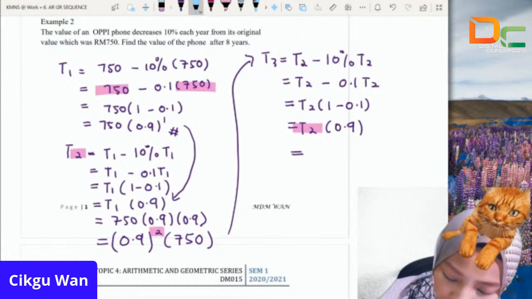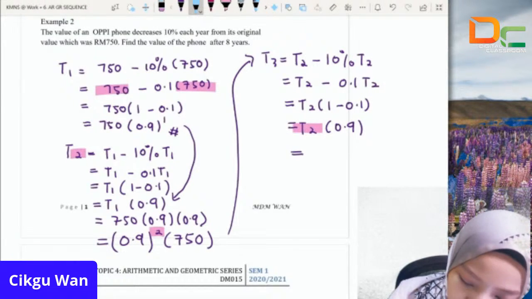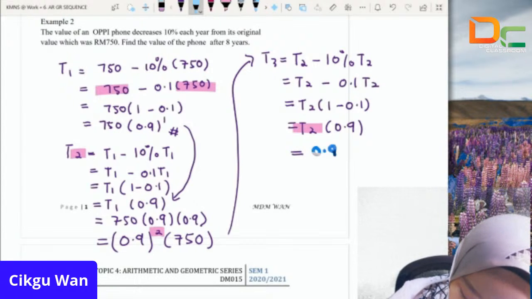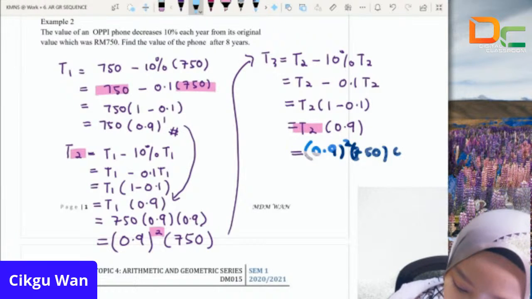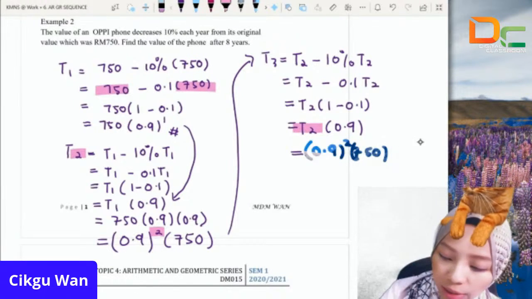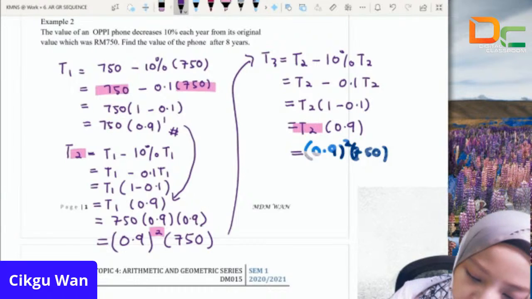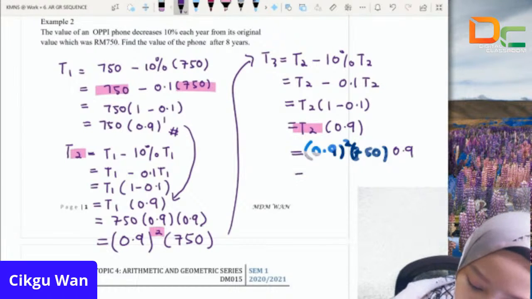We're going to substitute T2. T2 is 0.9 square 750. Okay, and then this is 0. Okay, I buat warna lain supaya lebih nampak. Because, okay. So, what will happen here? 0.9 to the power of 3, 750.